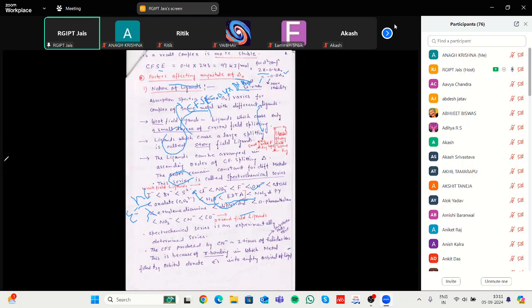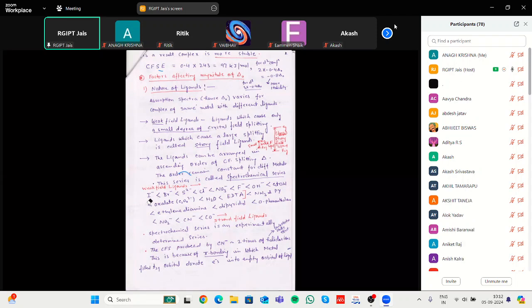Then the next topic is the factors affecting the magnitude of delta O. Which factors affect the octahedral splitting energy? There are different types of ligands attached to different metals. That's why the ligands are arranged according to their strength, meaning how strongly the ligand binds with the metal, and that binding gives stability to the complex. The stronger the ligand, the more stable the complex.